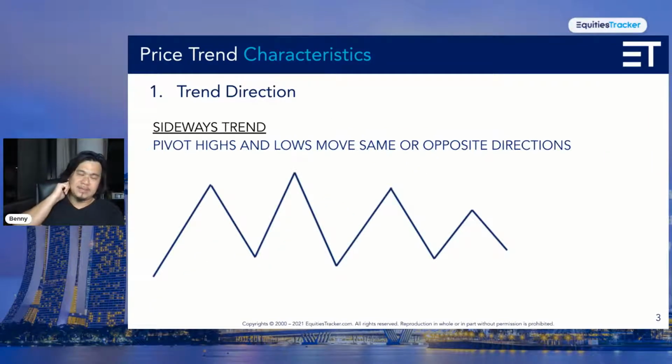Now, there are basically three trends, right? One of the most important parts of trend characteristics is to identify the direction of the trend. We know that if the price goes sideways, it's not moving in any direction. You can see the highs and the lows are almost equal over time. They just go sideways. There's no certain direction, so it's a sideways trend.